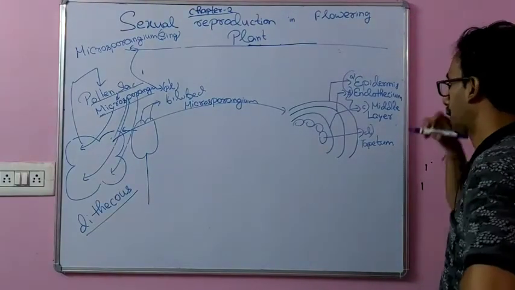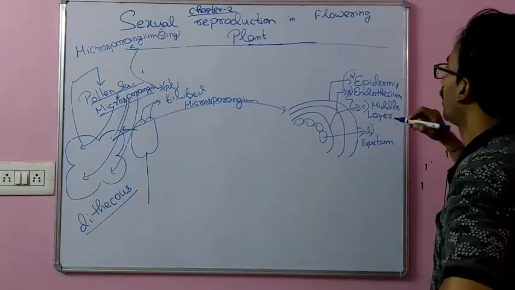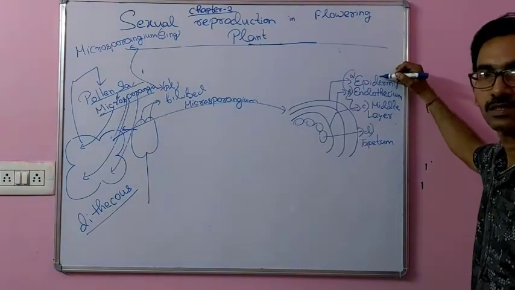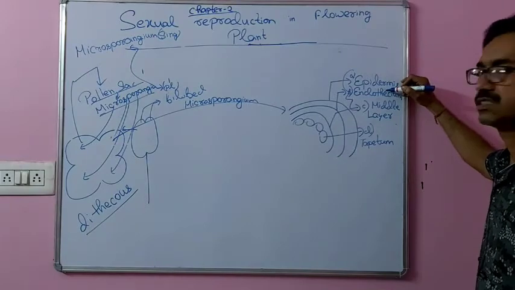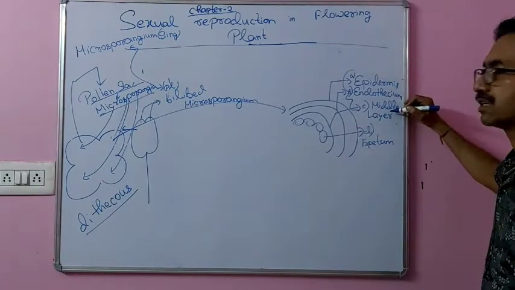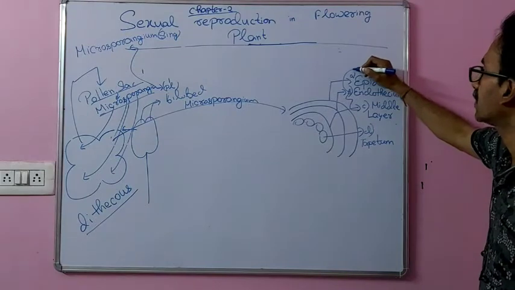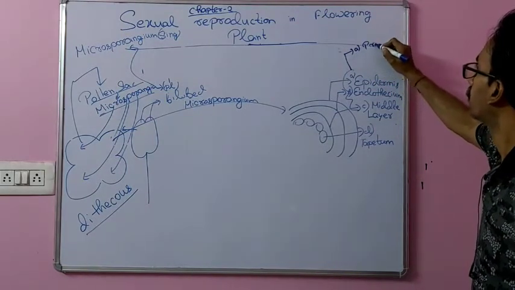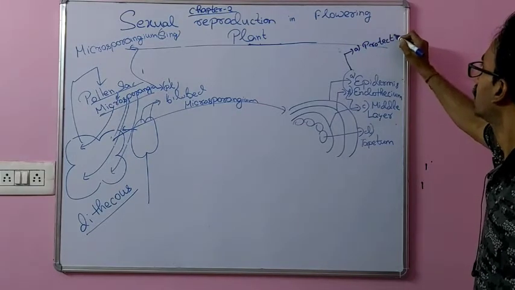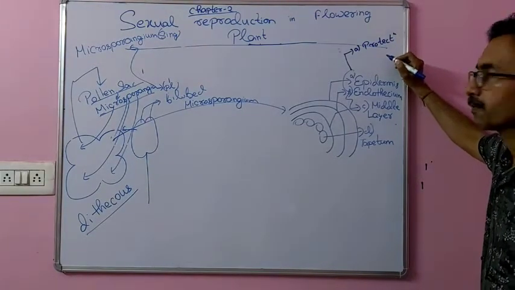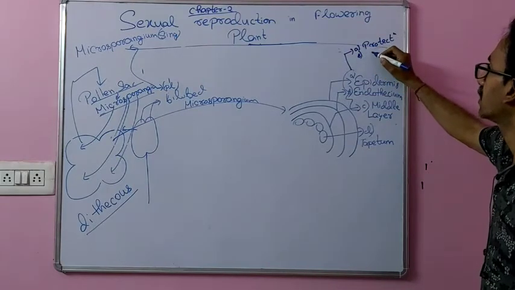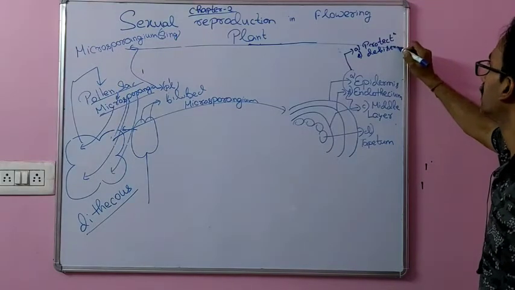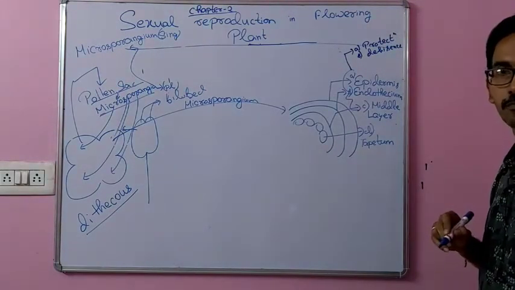Now see, the first three layers are the epidermis, next to it the endothecium, and next to it the middle layer. The purposes of these three layers are, first, protection to the innermost layer, and second, they undergo dehiscence to release the mature pollen grains.